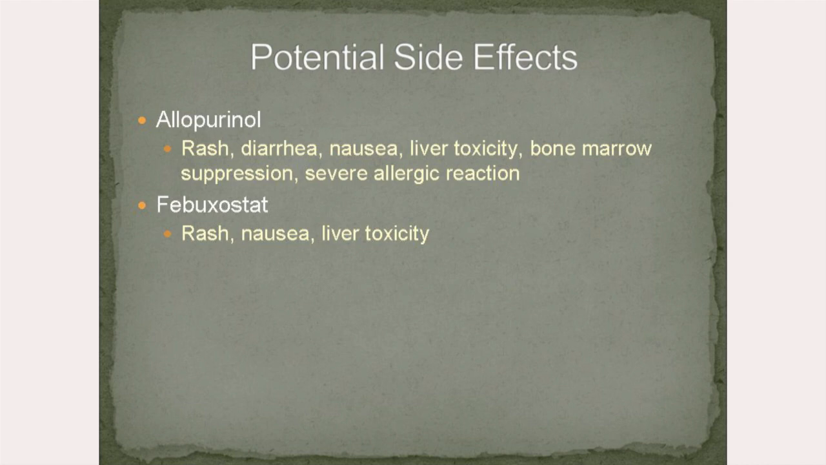Some of the side effects of allopurinol I kind of went over, but you know, rash, diarrhea, nausea, liver toxicity, bone marrow suppression, and severe allergic reaction, and it can rarely affect the kidneys as well. Uloric can cause nausea, rash, some liver toxicity, but in general, this one's considered a little bit safer than allopurinol in somebody who's got a lot of what we call comorbidities, or potential other problems, including problems with the liver, kidneys, those sorts of things.